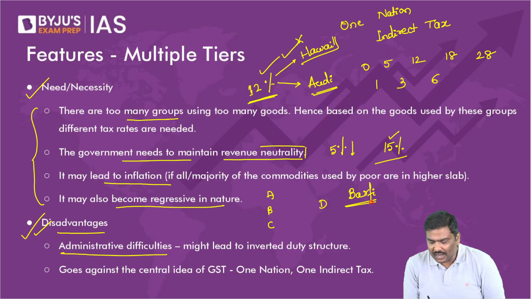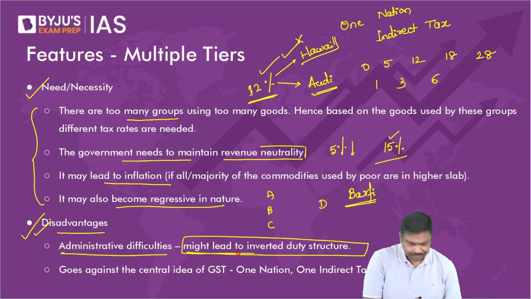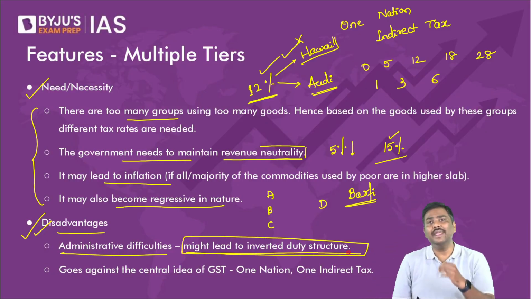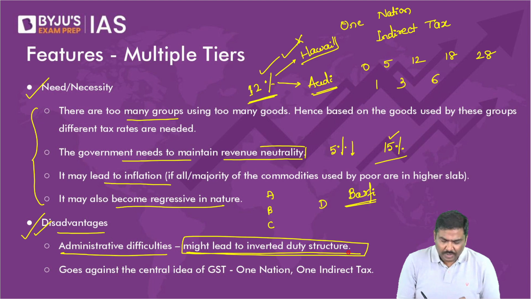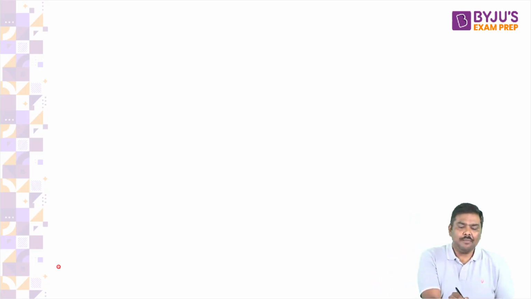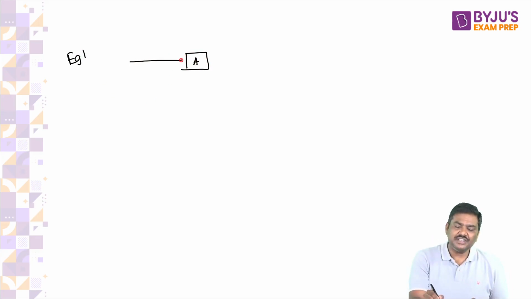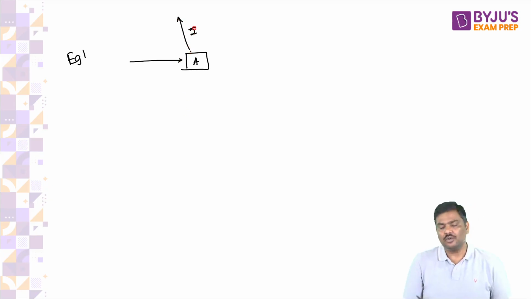Now there is a term that I've written here. Please understand. There is a term I've written, inverted duty structure. Now what do you mean by inverted duty structure? Please understand this very carefully. Example 1, you are a manufacturer. Let's say you are A. You will purchase certain raw material. You will pay GST of 10 rupees.